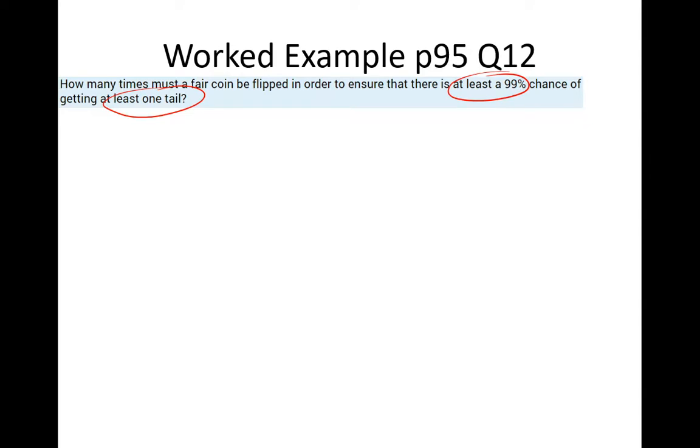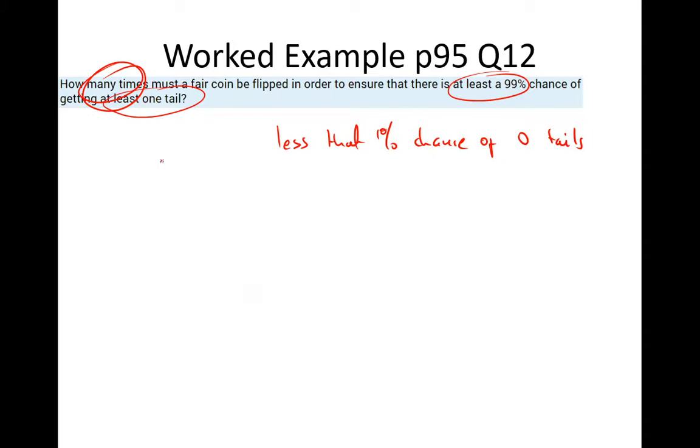Okay, so if there is at least a 99% chance of getting at least one tail, doesn't that mean that there is less than a 1% chance of getting no tails? So just think about that. If there's at least a 99% chance of getting one, then there must be less than the remaining 1% of getting none. And that's far more easy to calculate. Okay. Now in this case, notice what it's asking you. How many times? So this is a question where we've got to calculate the value of n.